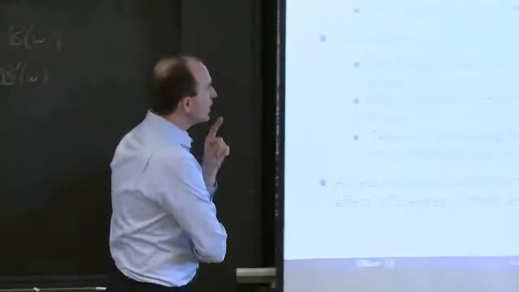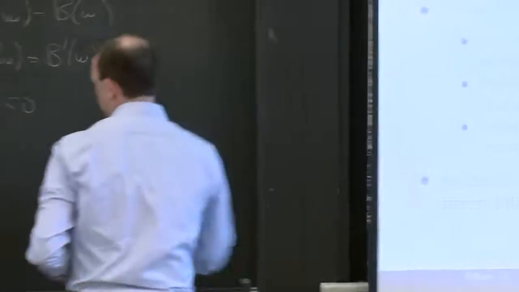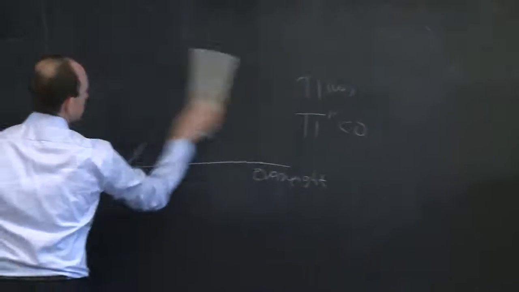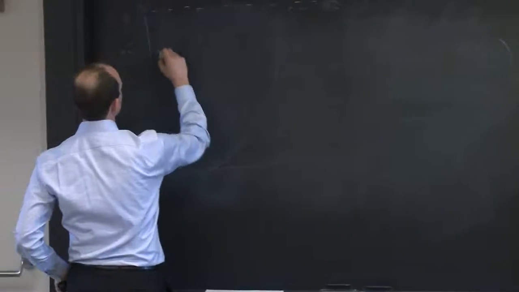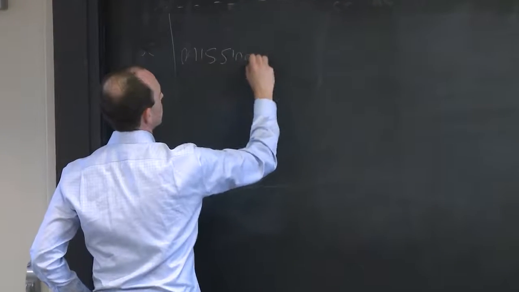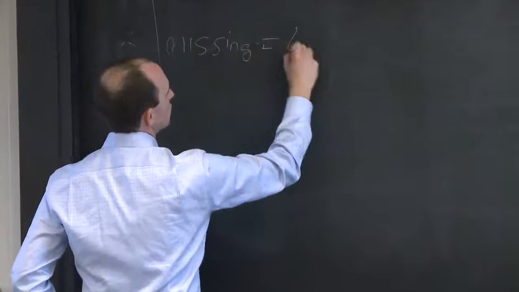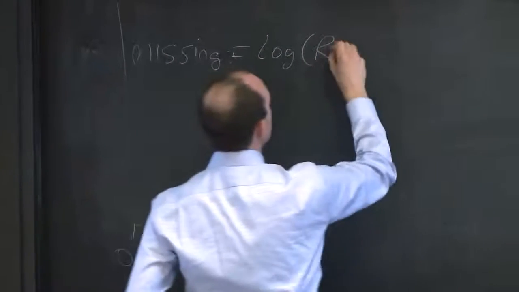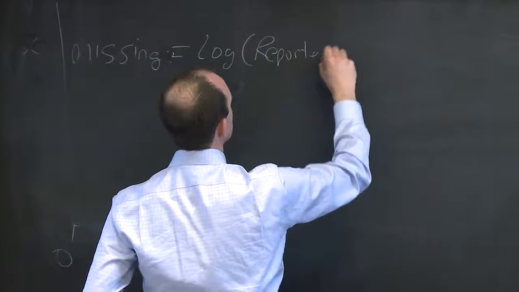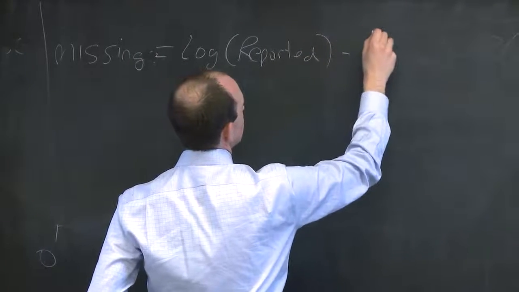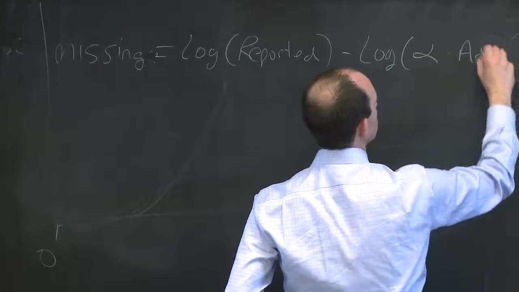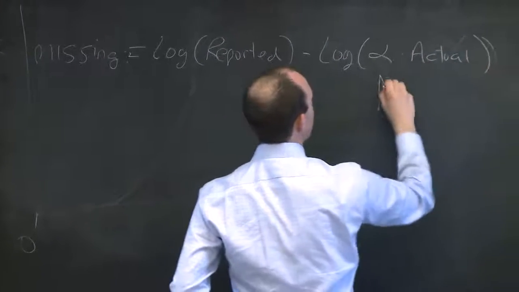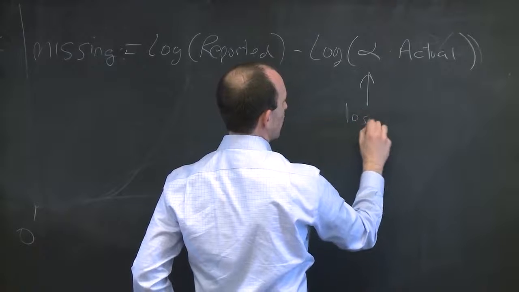And so there's a reason, by the way, that I do this in logs. The actual measure I have is missing equals log reported minus log alpha times actual, where alpha is that kind of loss ratio to tear the scale.